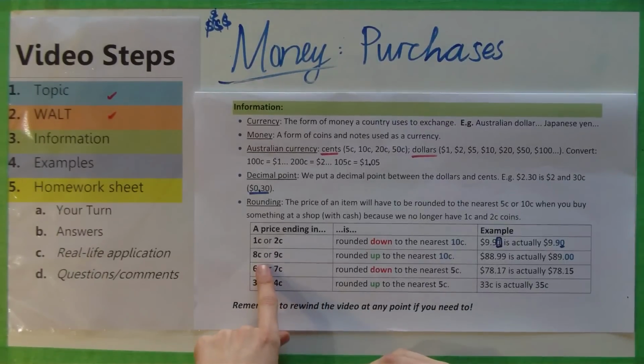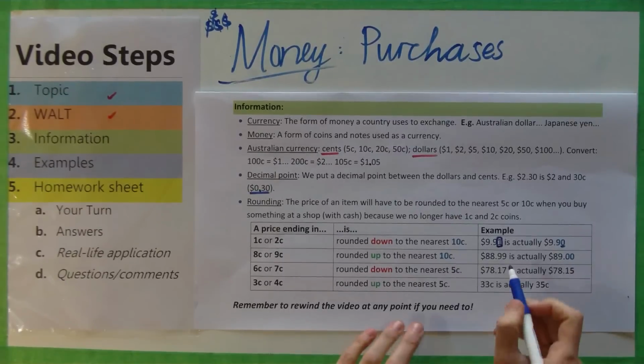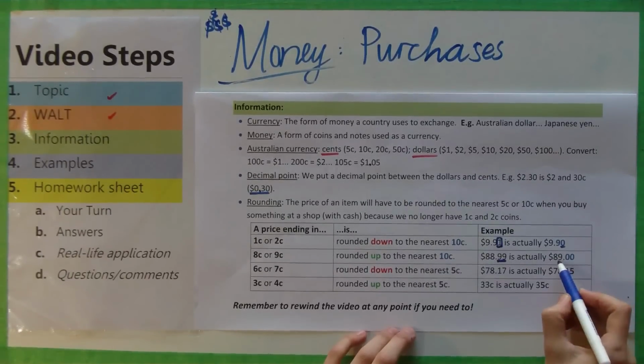So that one there, the 1 cent, is just rounded down to a 0. If it ends in 8 cents or 9 cents, it's rounded up to the nearest 10 cents. So $88.99 goes up to the next, which is $89.